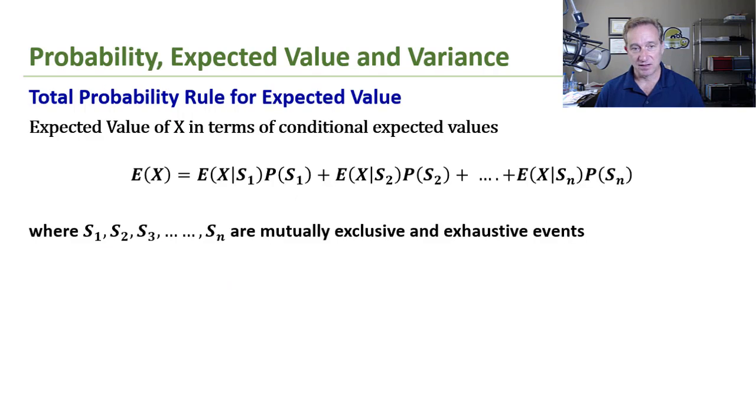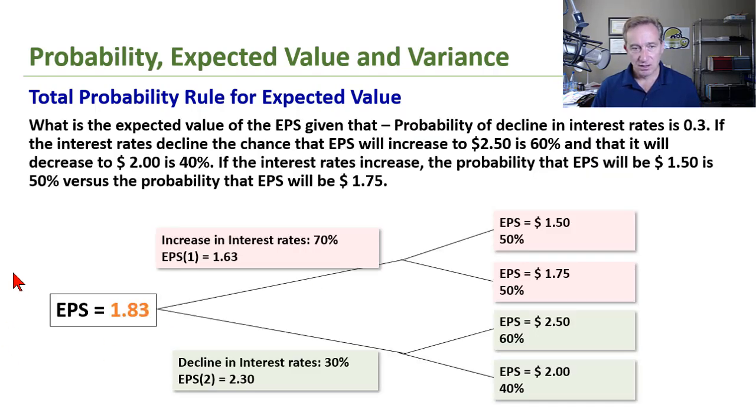And then almost done, we have the total probability rule, the expected value of x in terms of conditional expected values. So that's symbolically here, but then let's just go right to the application. Total probability rule for expected value using an EPS example.